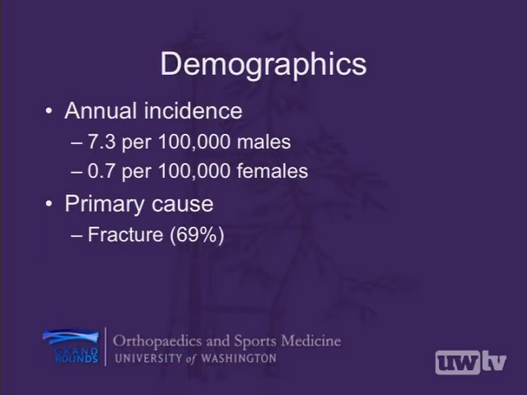time. Brief demographics. This comes out of McQueen's article in 2000. Approximately 7 per 100,000 males get a compartment syndrome per year, and slightly under 1 per 100,000 females. The primary cause is fracture.